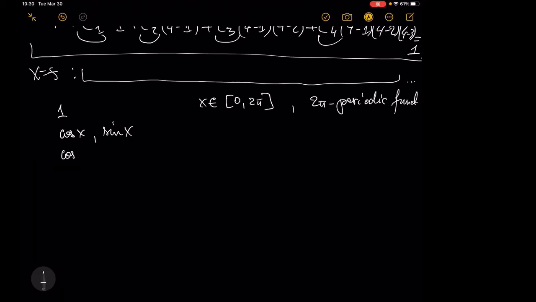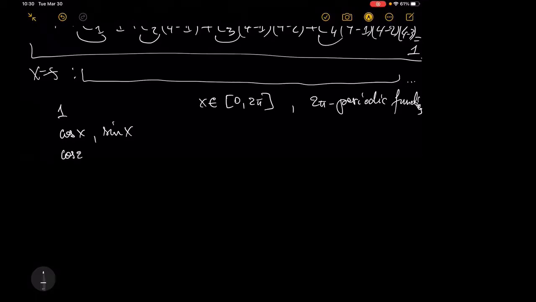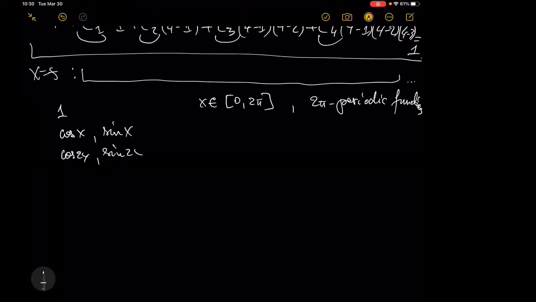Cosine 2x, sine 2x, cosine 3x, sine 3x, and so on. So then you can show that all these functions are linearly independent. They are obviously 2π periodic, right? And you can show that they form a basis, essentially. The only problem is that you need to cut it somewhere to make this basis finite dimensional.